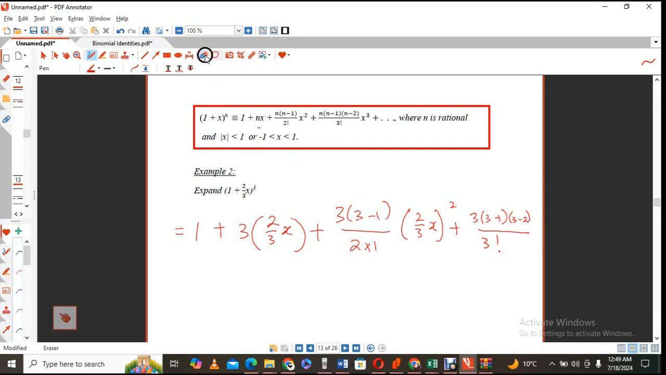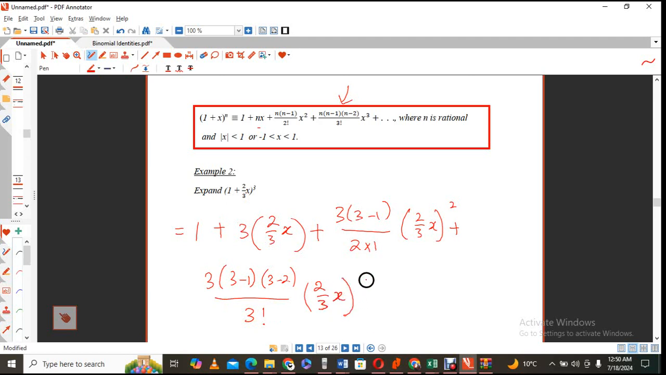Perhaps I should just make more space because I'm running out of space. So I'm just going to continue on this side here. So we're going to say plus n, which is 3. So I'm now at this particular part. That is 3, 3 minus 1, 3 minus 2 over 3 factorial. And then my value here is going to be 2 over 3x, and now it's going to be cubed. Okay, that's where I'm going to end because it's finite.